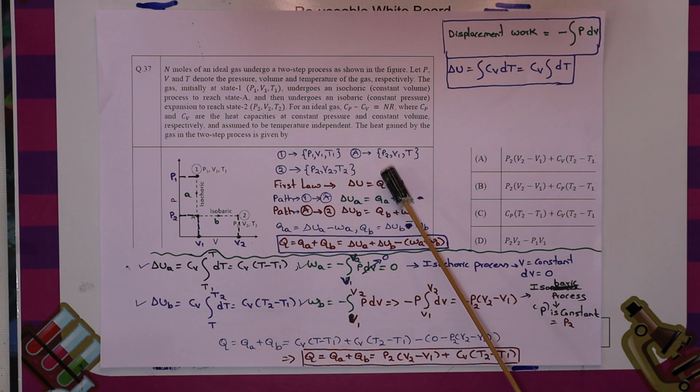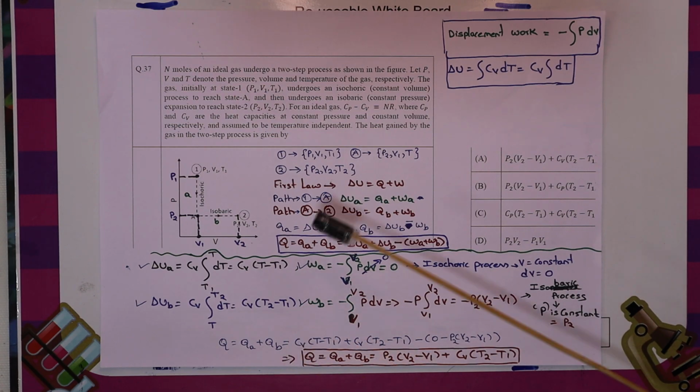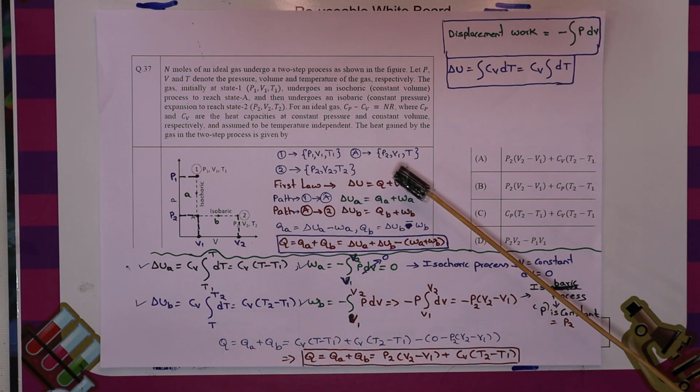Both Q and W will be positive if you provide heat and work to the system. Q and W will be negative if the system has lost heat to the surroundings. That means anything that comes from the system is negative, and anything you are supplying to the system, whether it is heat or work, should be taken as positive. That is the sign convention you are supposed to follow.